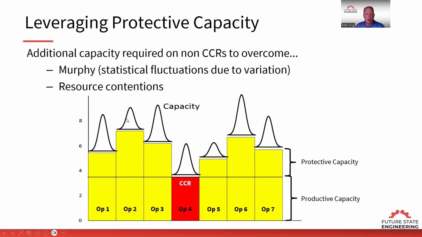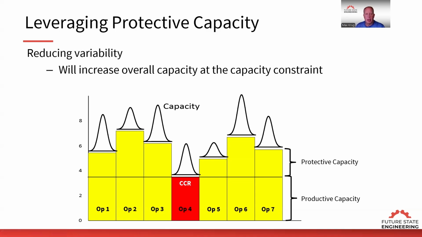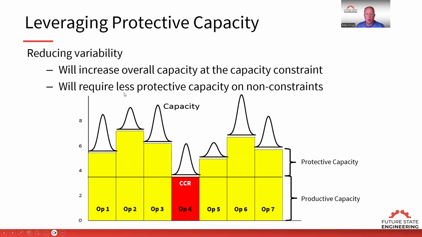Now, if we look at this system, we need this protective capacity because we're still going to have issues and we're still going to have resource contentions, but we can become stable given this variability in your current system. Now, reducing variability, what we want to do is increase the overall capacity at the capacity constraint. But when we reduce variability, we also require less protective capacity on non-constraints. This is a key understanding here: less variability in the system, less protective capacity required to maintain stability.